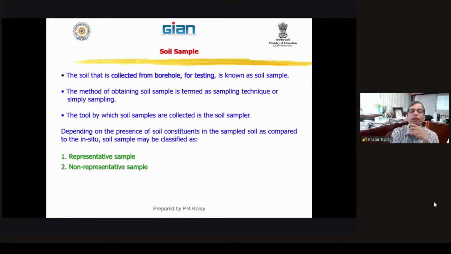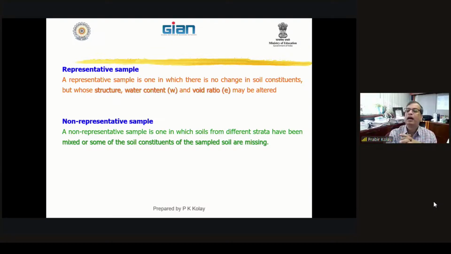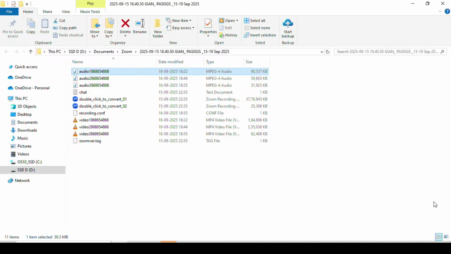So when you collect a soil sample, whatever sample you collect, the question is whether it is representative or not. A representative sample is one where there are no changes in the soil constituents. Sometimes the soils are from different depths, and while hammering, for example SPT samples, the samples get mixed. Also, while taking out the soil sample, the structure of the soil can change, or the water content changes, or the void ratio changes. If everything is maintained, then it's called a representative sample.